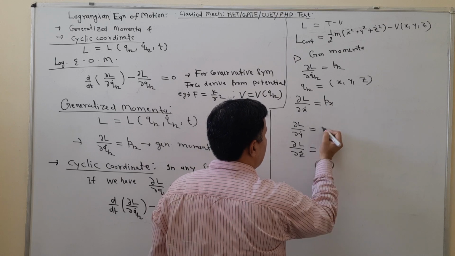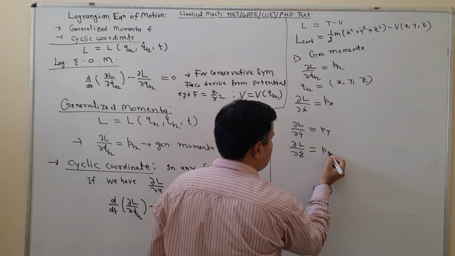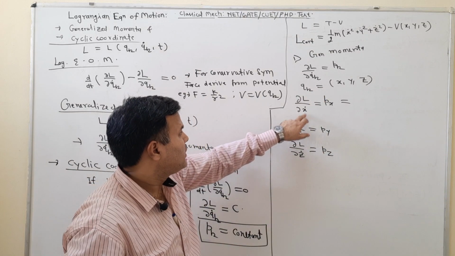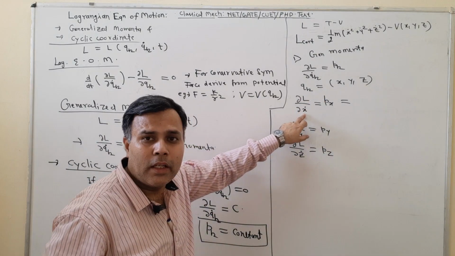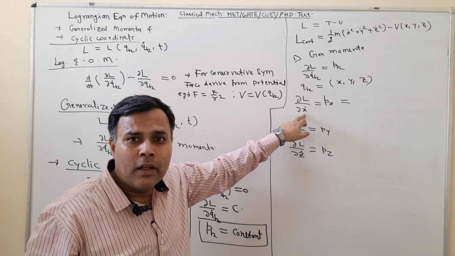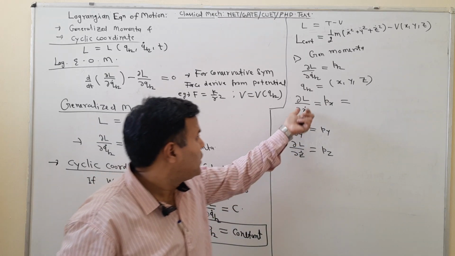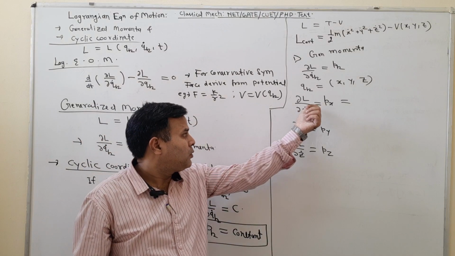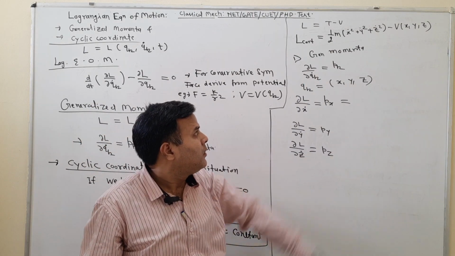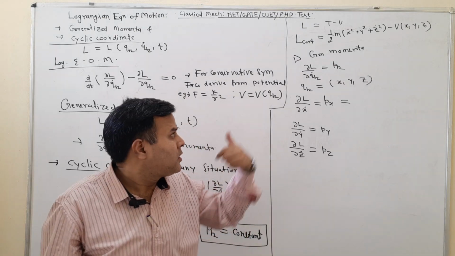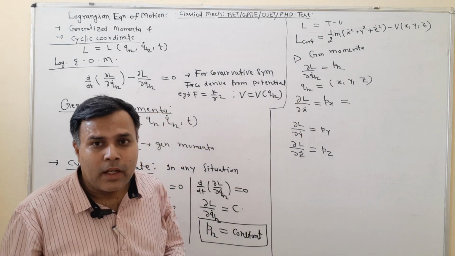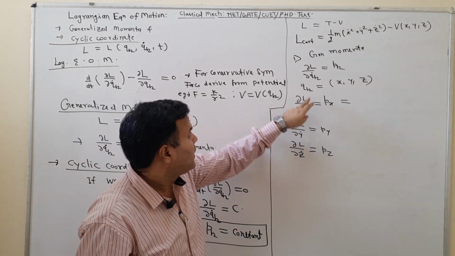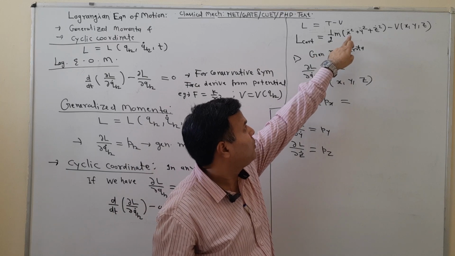This is px, this is py and this is pz. And what is our del L upon del x dot? It means differentiating L partially with respect to x dot. The beauty of this partial differentiation is that if you are differentiating partially with respect to x dot, then the rest will be treated as a constant, and if you differentiate it, it will give us 0. So now differentiating this L partially with respect to x dot.